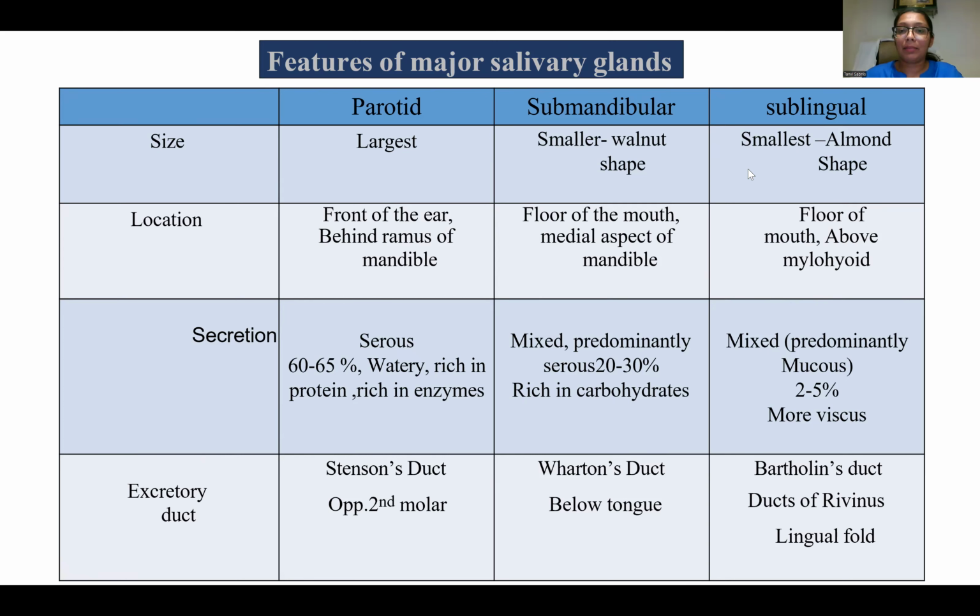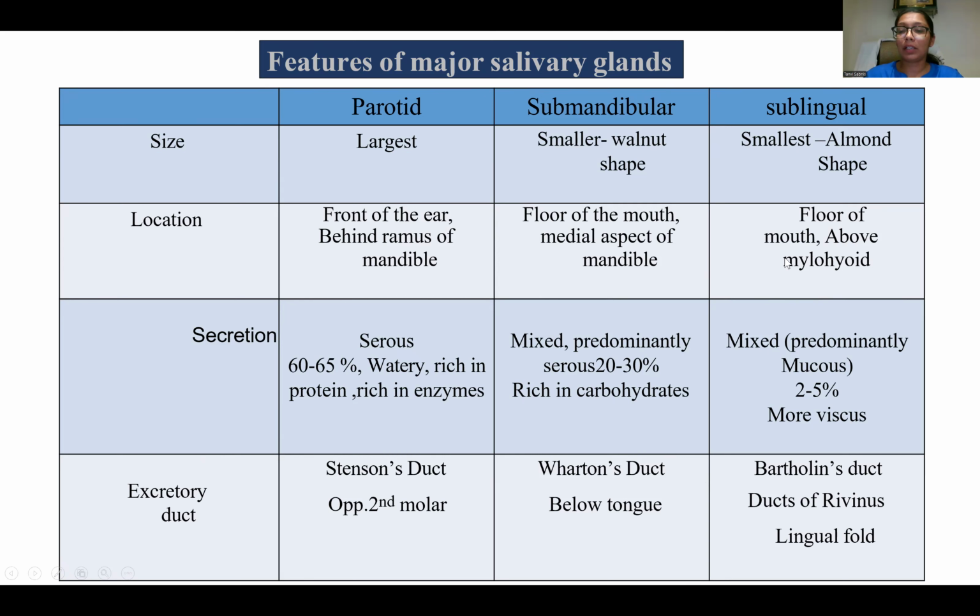Coming to the submandibular gland, it is smaller compared to the parotid gland. It is walnut shaped. And the location of this gland is at the floor of the mouth, medial aspect of the mandible. And the secretions are mixed but predominantly serous in nature, rich in carbohydrates. And the excretory duct of the submandibular gland is the Wharton's duct, which opens below the tongue.